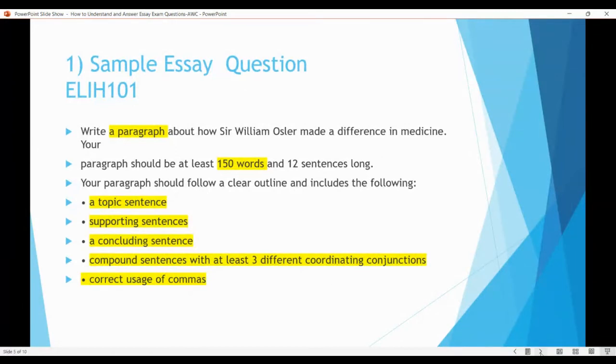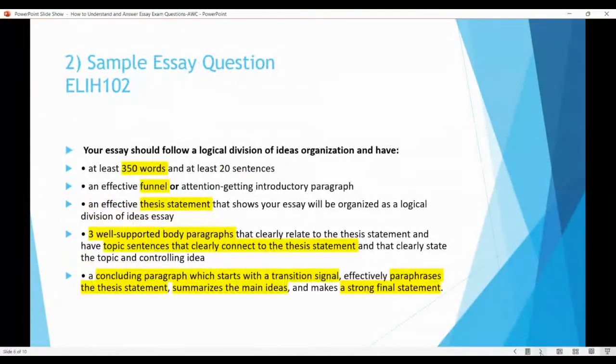Now let's go to the second sample essay question. If you have any questions, go ahead, please. You can use your mic. If you have any queries, shoot at me.